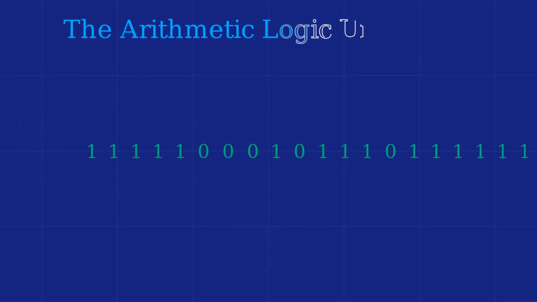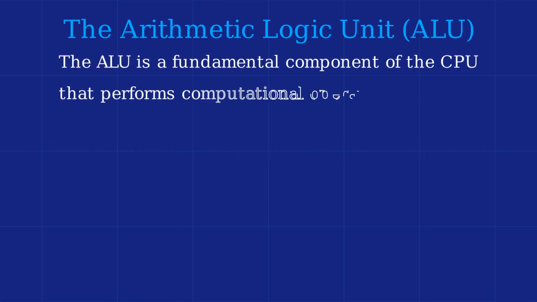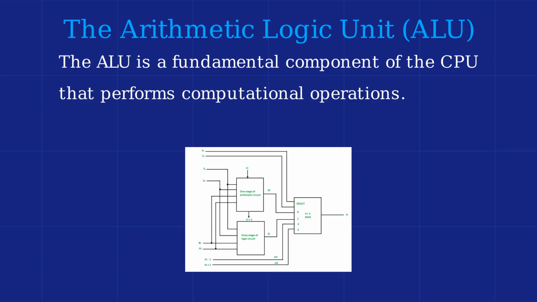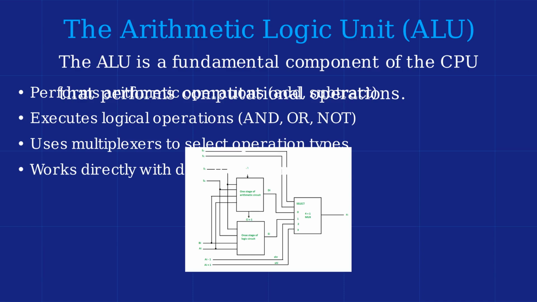Let's look at how computers process data using the Arithmetic Logic Unit, or ALU. The ALU is a core component of the CPU that combines circuits to perform math and logical operations. The ALU consists of circuits that perform arithmetic operations like addition and subtraction and logical operations like AND, OR, and NOT. It uses multiplexers to select between different operation types based on the instruction being executed. The ALU works directly with data from memory, performing the computational heavy lifting that enables all computer processing.